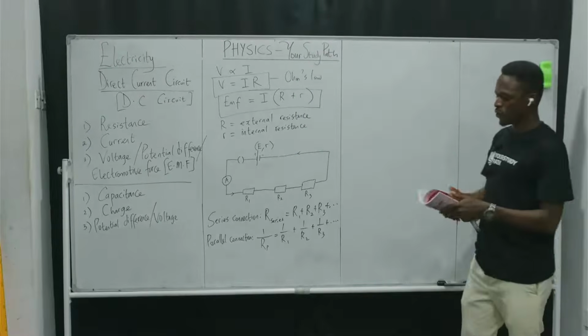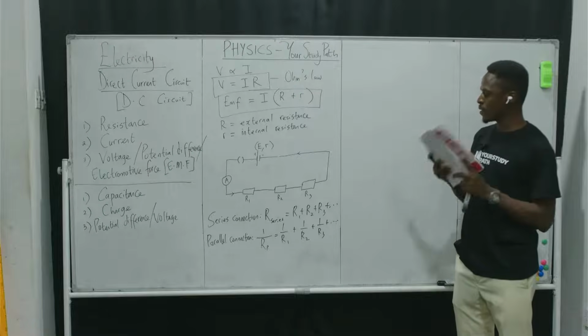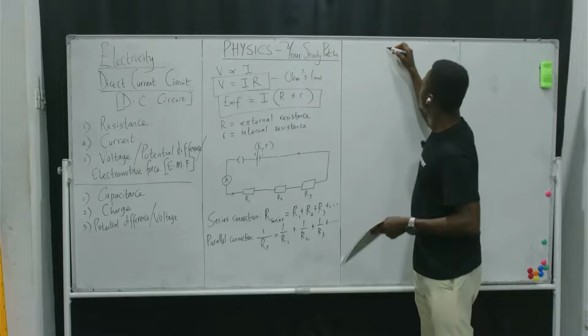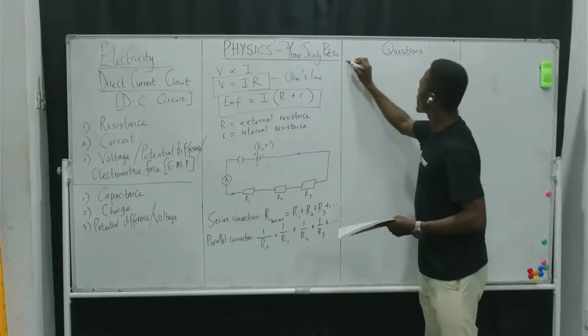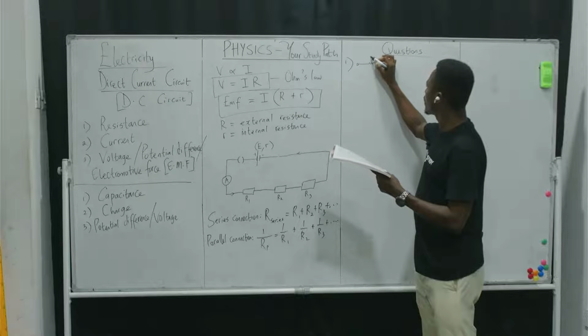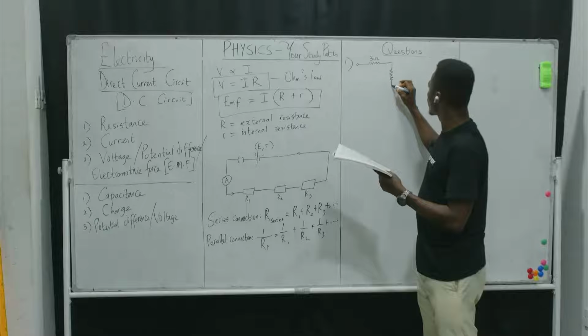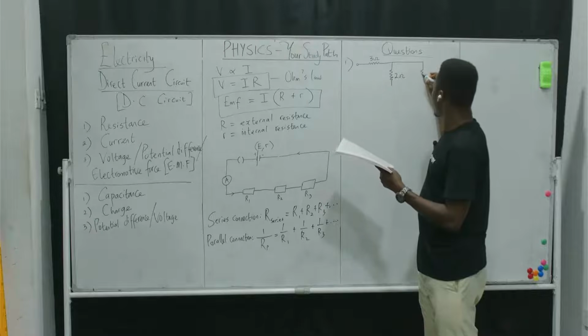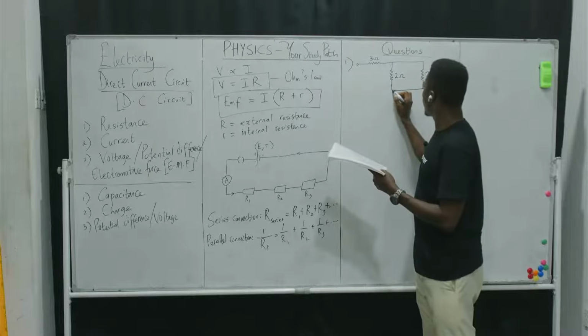What are some of the questions you expect to see? A simple one as this. Questions. Three ohms. 2 ohms. 2 ohms. Then you have 4 ohms.